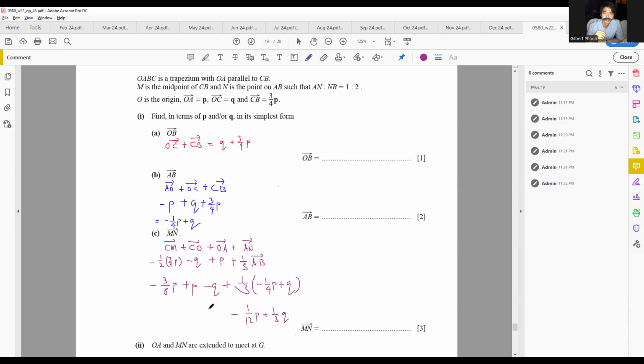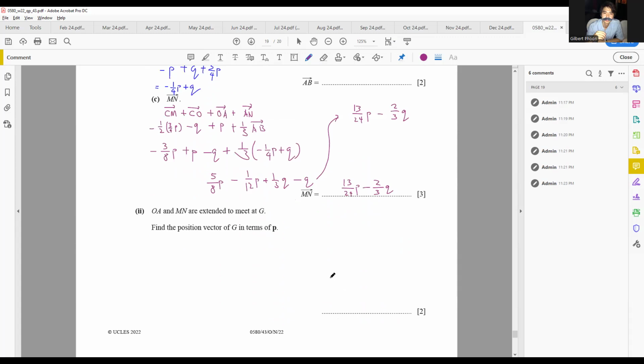Then here you have 5 over 8P, then here minus Q, then that's everything already, right? Further simplify the whole equation here. 5 over 8 minus 1 over 12, you have 13 over 24P, plus this minus this, you get negative 2 over 3Q. That's your final answer, 13 over 24P minus 2 over 3Q.